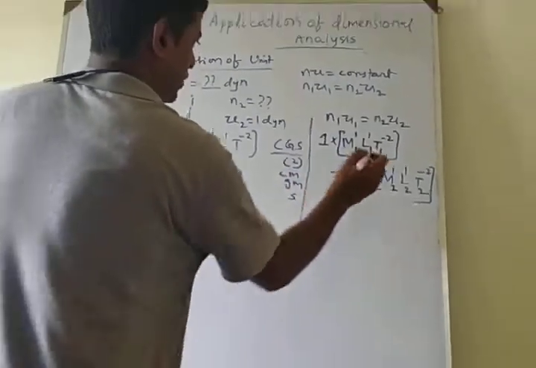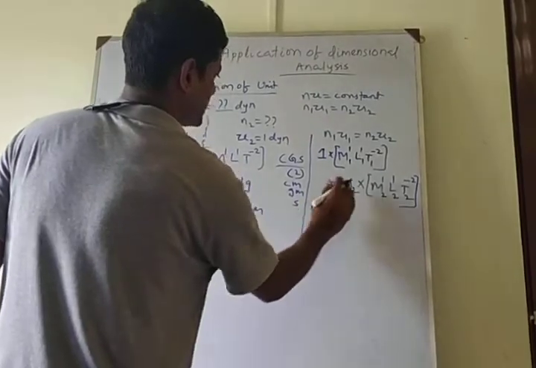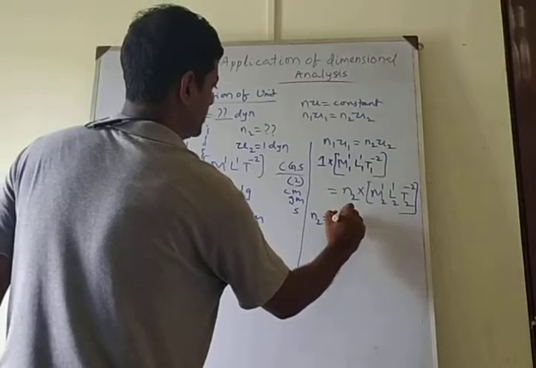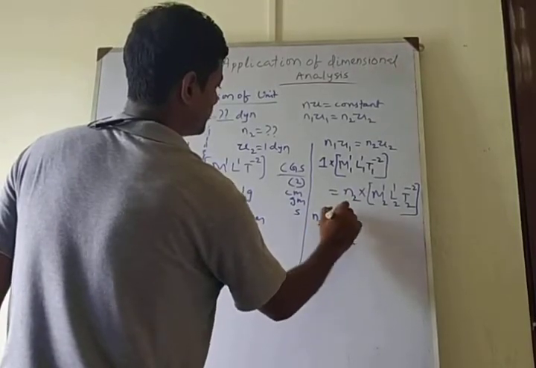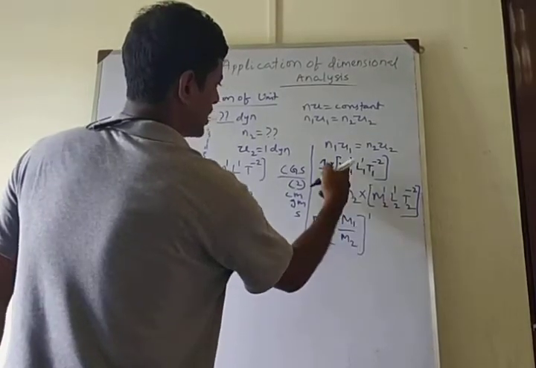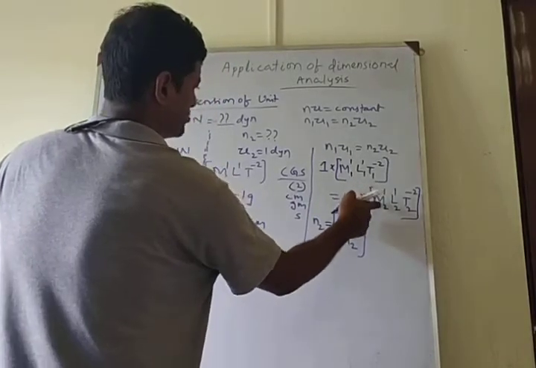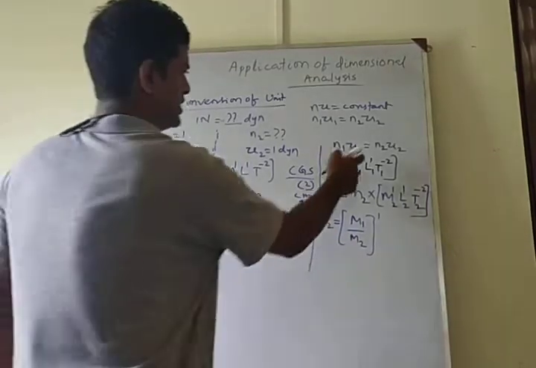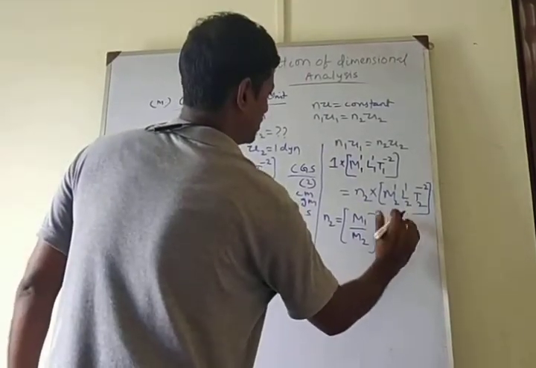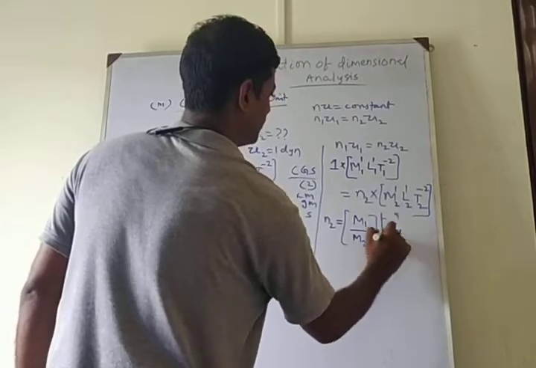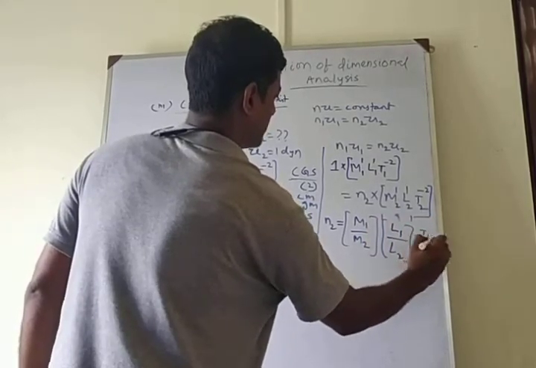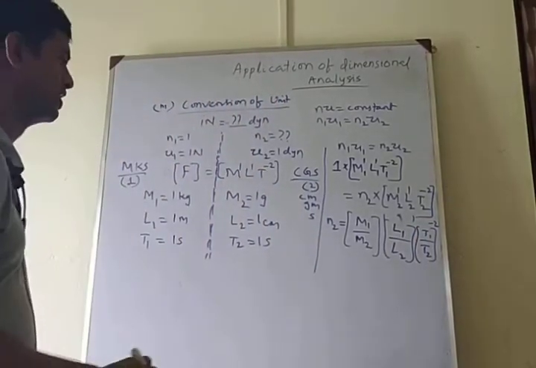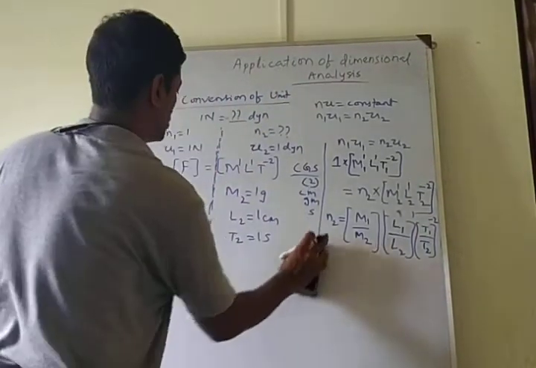Okay. Now what I'll do, I want to find out N2, so I keep N2 here. 1 is as it is, so take all these things to this side. So M1 by M2 to the power 1. Because here M1 to the power 1, here M2 to the power 1. Here it is multiplied, now it is going to the left side. So divided. Similarly, L1 by L2 to the power 1 and T1 by T2 to the power minus 2. Hope everybody clear. Now what I'll do, I'll solve this.